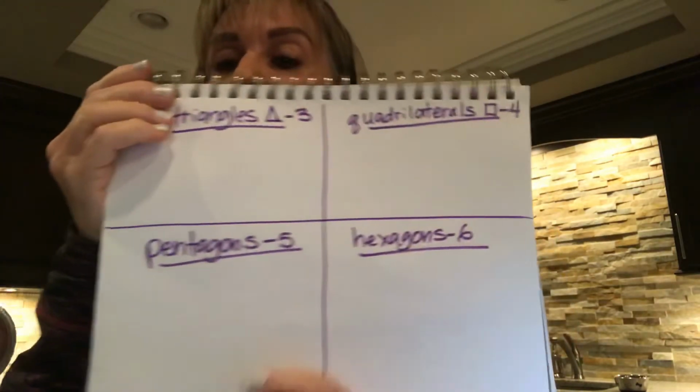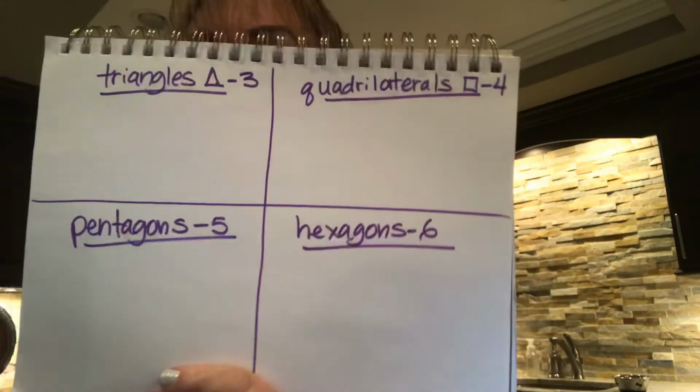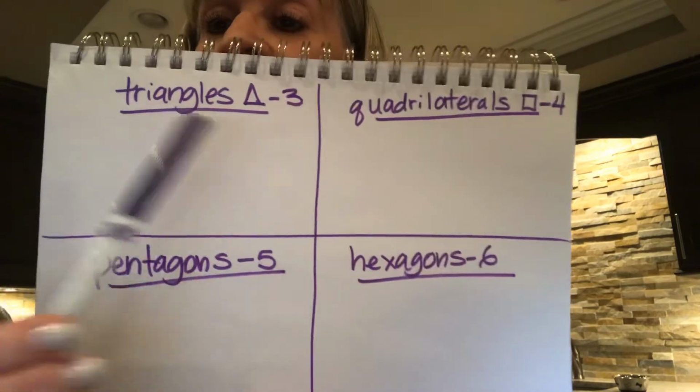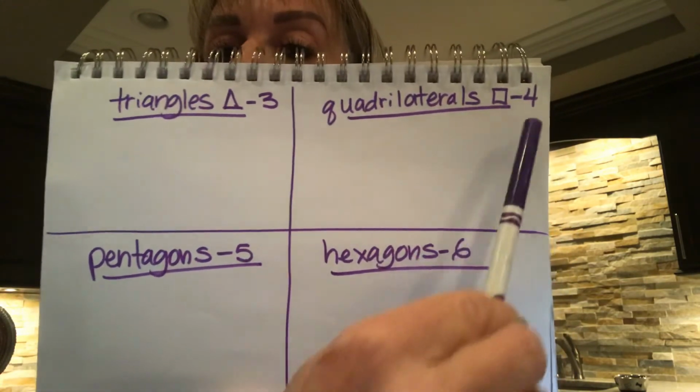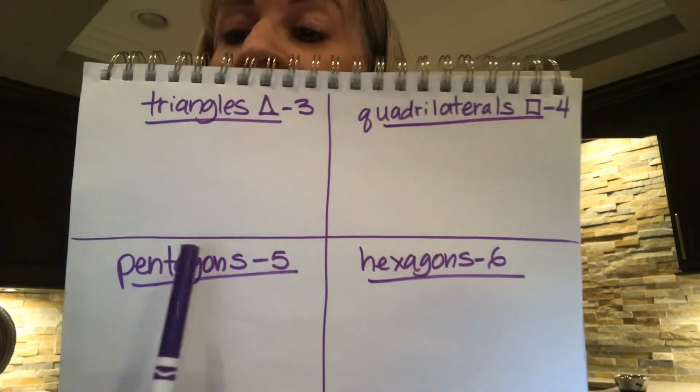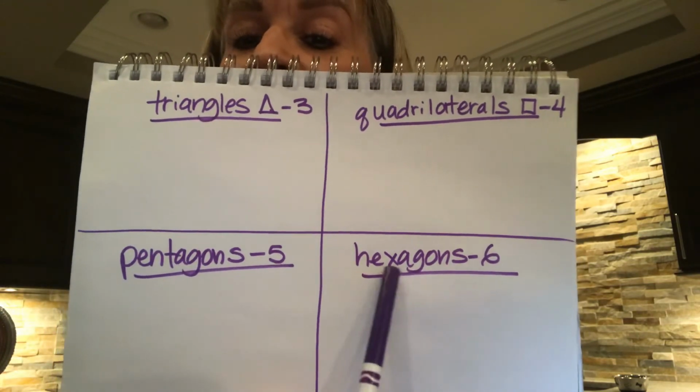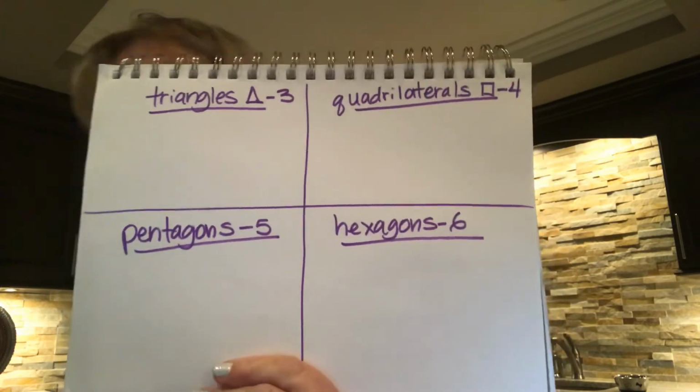Pentagons. Okay, be quiet. 5. Hexagons. Okay, so your job, after you've completed this organizer, make sure you do this, put your number. So if nothing else, you have a shape and a number, a shape and a number. Okay, pentagons, 5, hexagons, 6 sides.